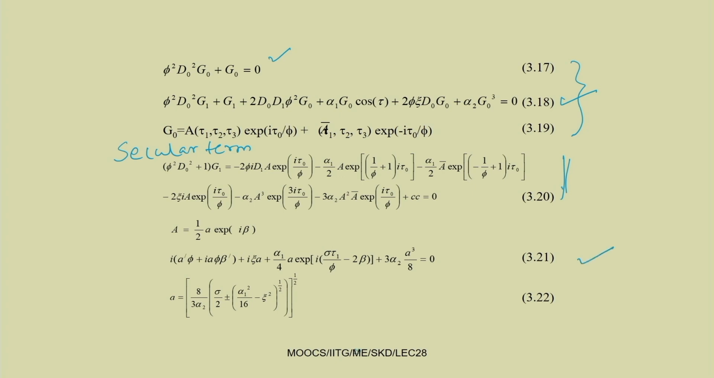From this equation, you can find this expression for a. So, a is equal to 8 by 3 alpha 2 into sigma by 2 plus minus alpha 1 square by 16 minus zeta square, whole to the power half. Here you see this response amplitude a is a function of sigma, alpha 2, alpha 1 and zeta, that is damping. So, all these terms are there.